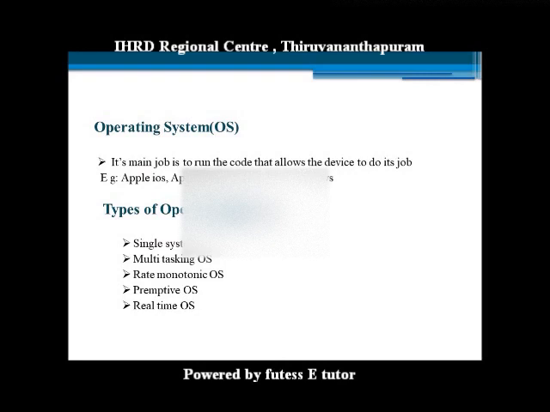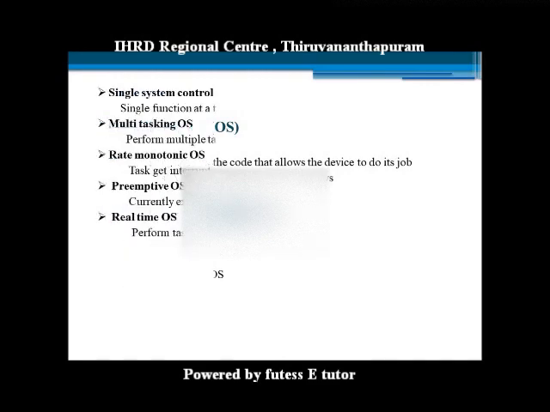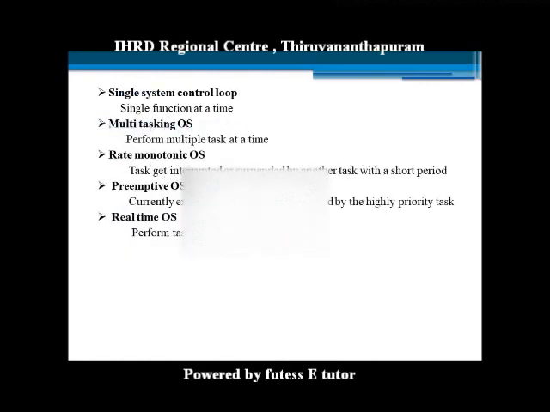The types of operating system: single system operating system, multitasking operating system, rate monotonic operating system, preemptive operating system, real-time operating system. Types of embedded operating systems: single system control loop. Single system control loop is the simplest type of embedded operating system. It is like an operating system, but it is designed to run only a single task.